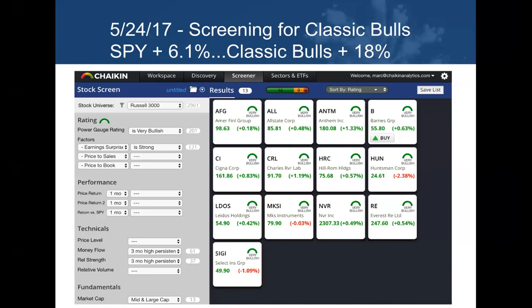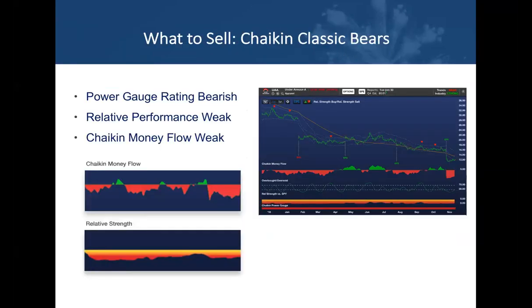In the 6 months since this screen was done, the S&P 500 is up about 6.1%, and this portfolio of classic bulls is up 3 times that, 18%. Only one of those stocks is down. 12 are up. Everest Re is down, and they ran into a buzzsaw in the reinsurance business after the 2 hurricanes in Houston and in Florida. So what's the other pattern?